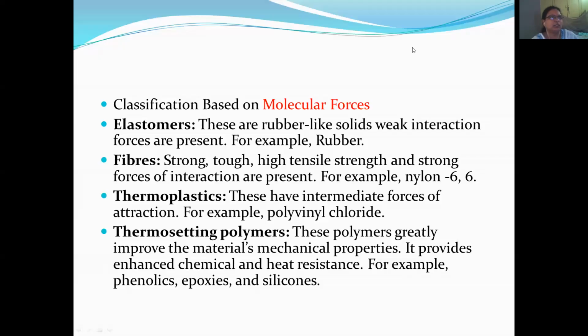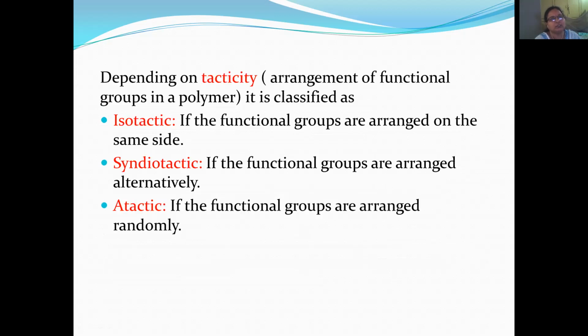groups. Then, based on molecular forces, it is classified into elastomers, fibers, thermoplastic, and thermoset polymers. Elastomers are rubber-like solids, weak interaction forces are present. Example, rubber. Then fibers, strong, tough, high tensile strength, and strong forces of interaction are present. Example, nylon 6. Then thermoplastics have intermediate forces of attraction. Example, PVC, polyvinyl chloride. Thermosetting polymers greatly improve the material's mechanical properties. So it provides enhanced chemical and heat resistance. Example, phenolics, epoxies, and silicones.